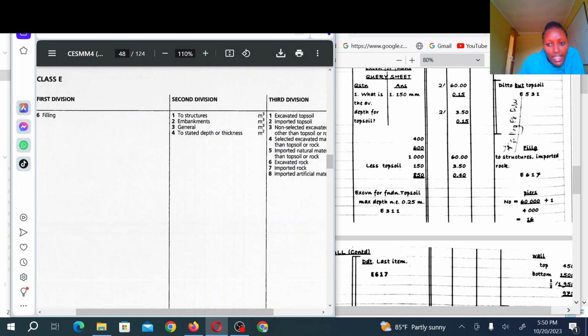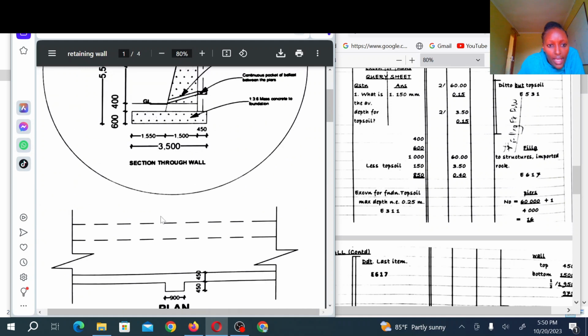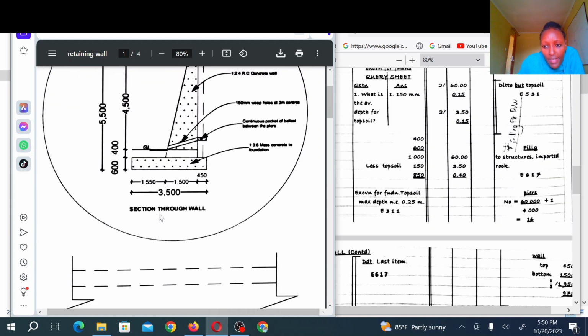Where are we filling? You see in our drawing here, we have been given a filling that we need to do. Where we shall do filling is where we do not have the concrete here. We shall fill using rock, because once we do the concrete for the walls and the piers, here we need to do the filling using rock.